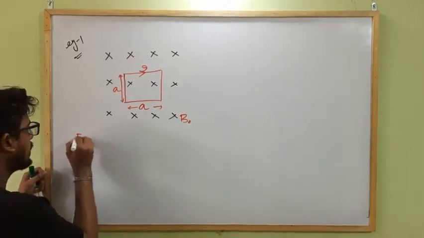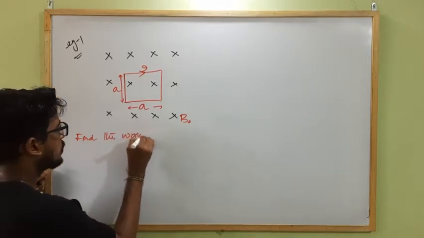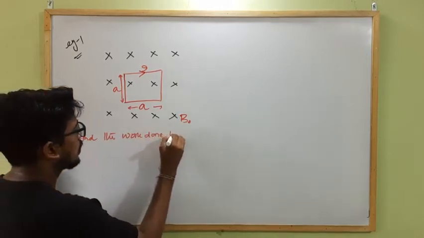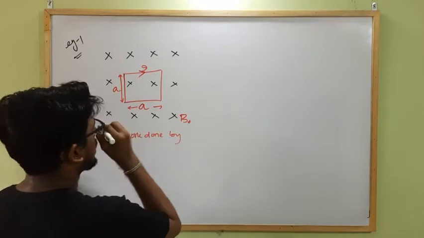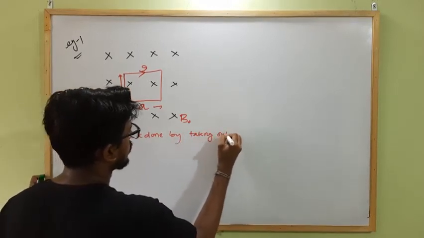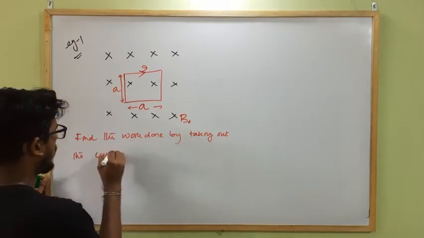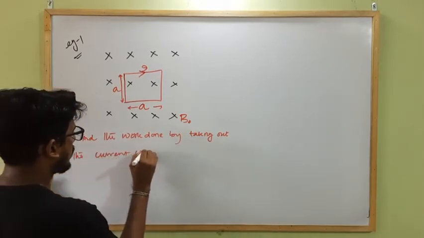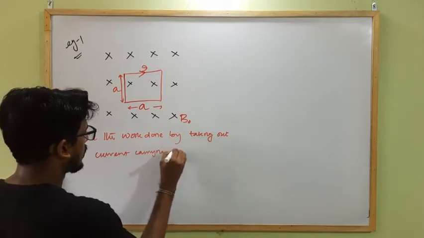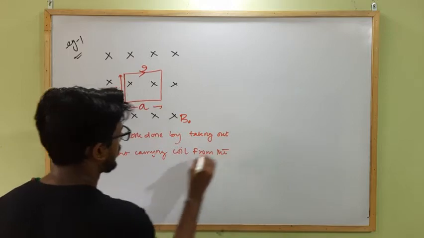So find the work done by taking out the current carrying coil from the magnetic field.